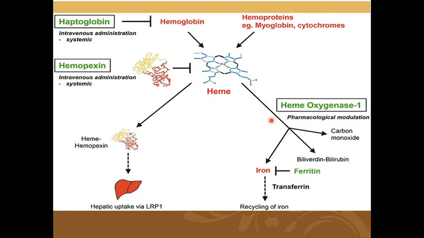Whereas there is another process, which is also normal: heme, by heme oxygenase, is converted to carbon monoxide and biliverdin, and biliverdin is converted to bilirubin. The iron is stored in the form of ferritin, and is then transferred by transferrin, and the recycling of iron takes place. So what we get from this slide is that haptoglobin binds hemoglobin.